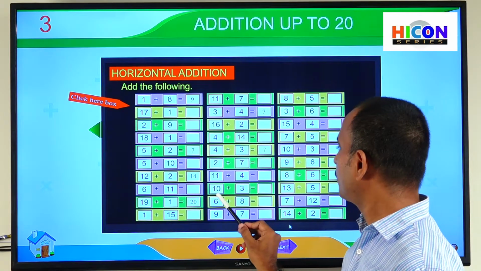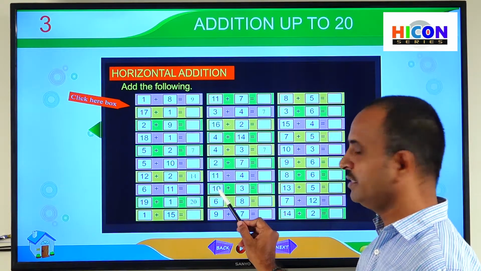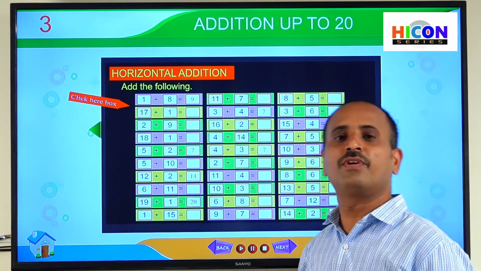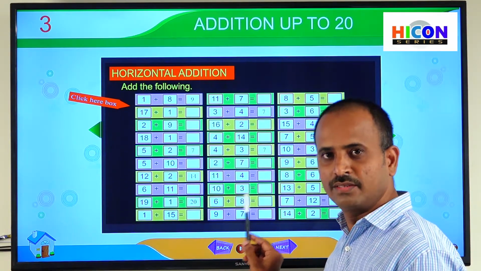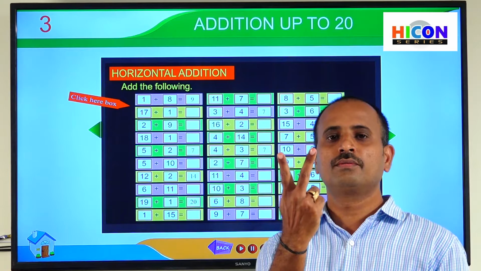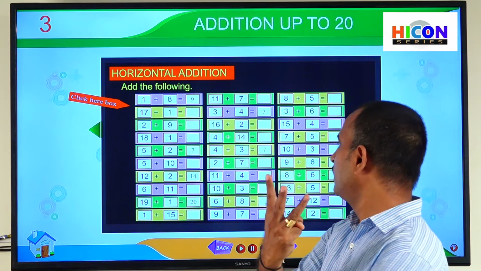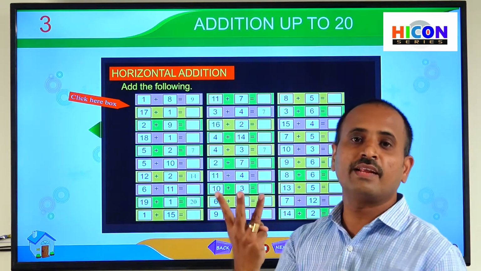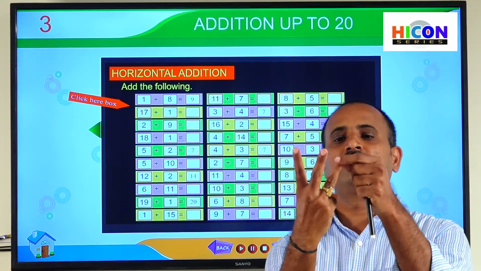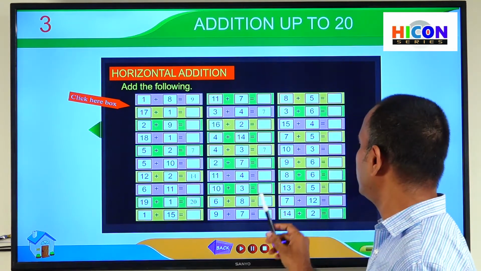Next children, see this problem. So 10 plus 3. In this addition, the first number is 10 and the second number is 3. This addition can be done with the help of our fingers. So what is the second number here? 3. So open 3 fingers of your hand. So 1, 2, 3. And now start counting from the first number. So what is the first number here? 10. After 10, we will get 11. So start counting from 11 and close the fingers. 11, 12, 13. So write 13 here.